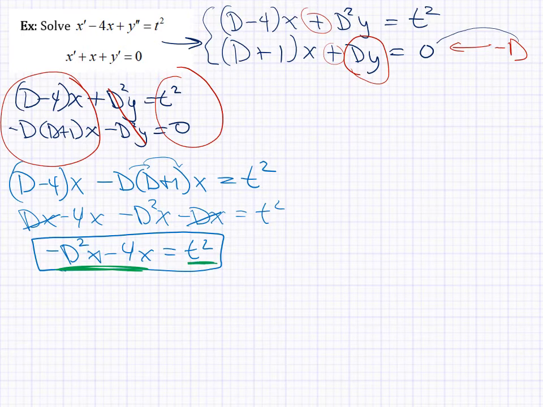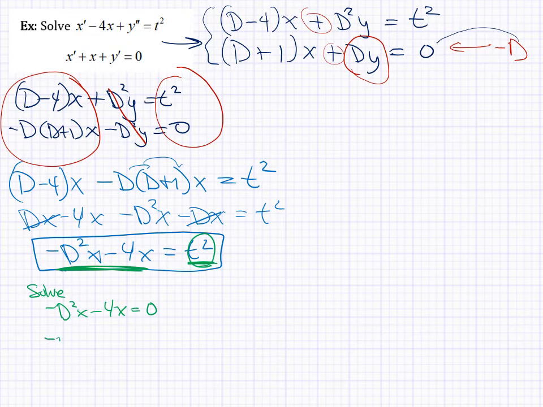We're going to first solve the homogeneous version of this. So we're going to solve minus d squared x minus 4x equals 0, and that'll give us y sub c. Then we're going to have to solve the non-homogeneous component by finding y sub p, and this is able to be annihilated, so we could do that, or we could do variation of parameters. So let's first get y sub c.